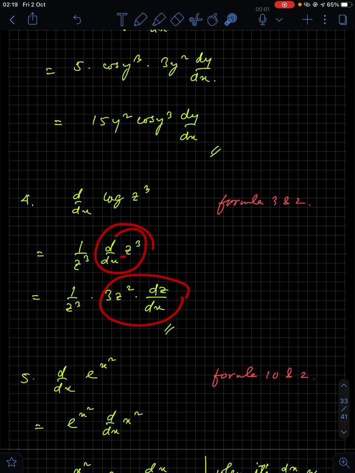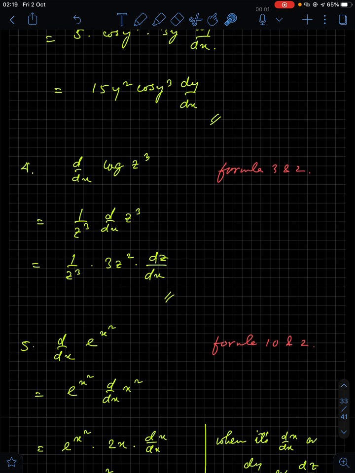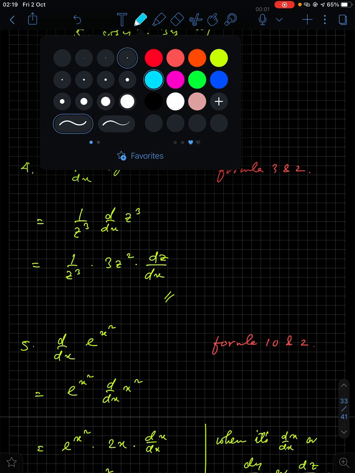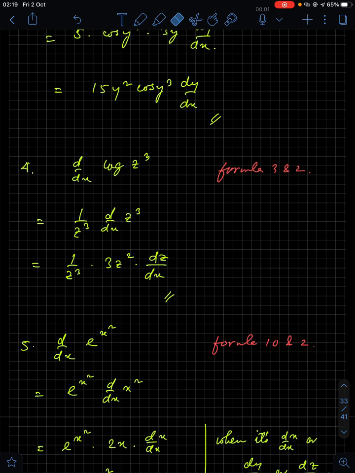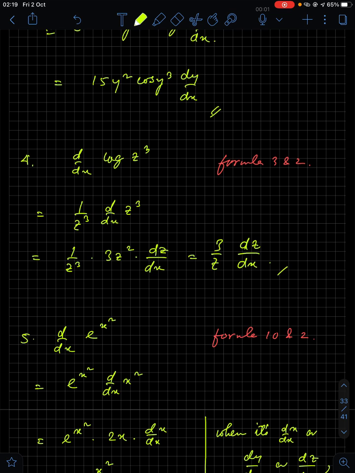Okay, so I hope this is clear. We could do one more step here. So you have this 3 by z d/dx of z. Here z square and z cube, one z will remain in the denominator. So this is your answer.